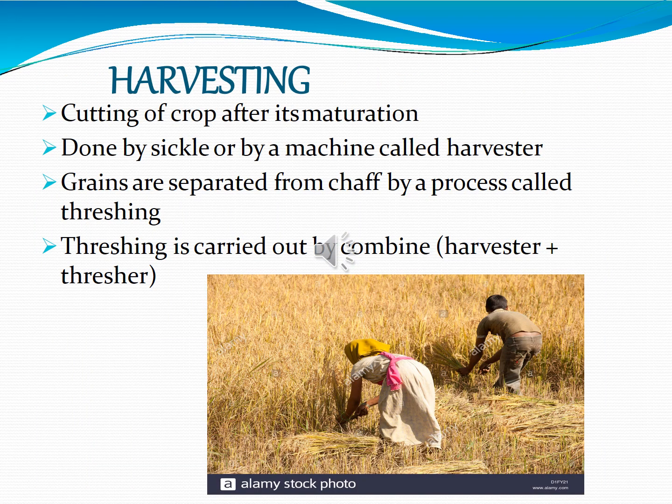Harvesting. Cutting of the crop after its maturation is called harvesting. It is done by a sickle or by a machine called the harvester. Grains are separated from the chaff by a process called threshing. Combine is a machine which combines the applications of harvesting and threshing.